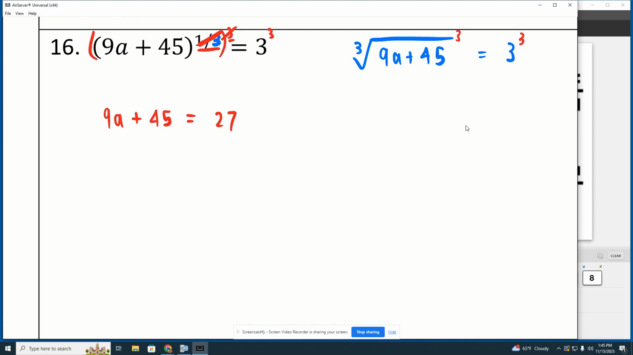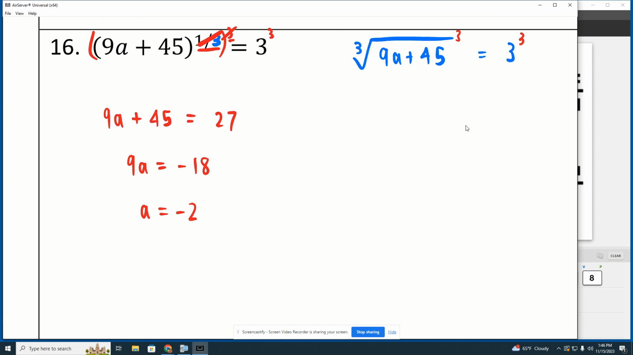So I'm going to solve this problem from here. I'm going to subtract 45. 27 minus 45. Whoops, I don't know what happened. I left my a off. 27 minus 45 is negative 18. And then I'm going to divide by 9, and a equals negative 2.